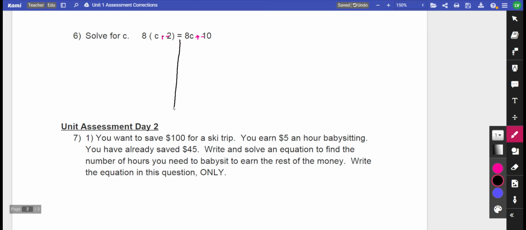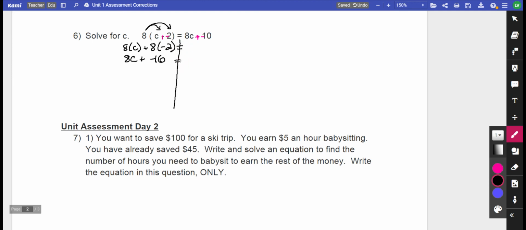The left side, I need to distribute the 8 to the c and to the negative 2. So 8 times c plus 8 times negative 2. I'm going to keep simplifying the left side until I can't anymore. 8 times c becomes 8c, plus 8 times negative 2 becomes negative 16. I cannot combine 8c plus negative 16, so that means I can focus on the right side.